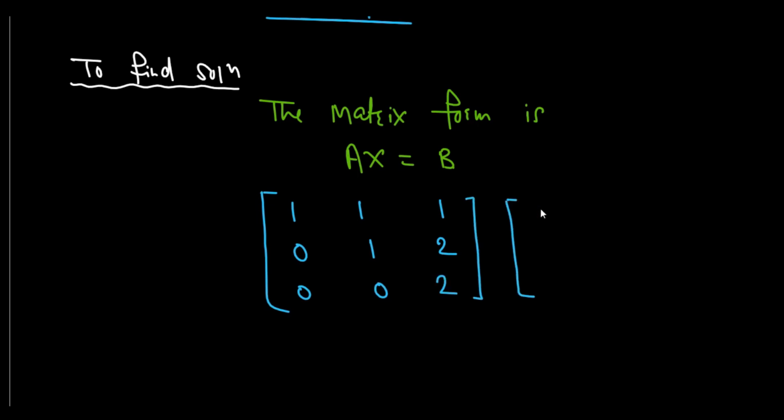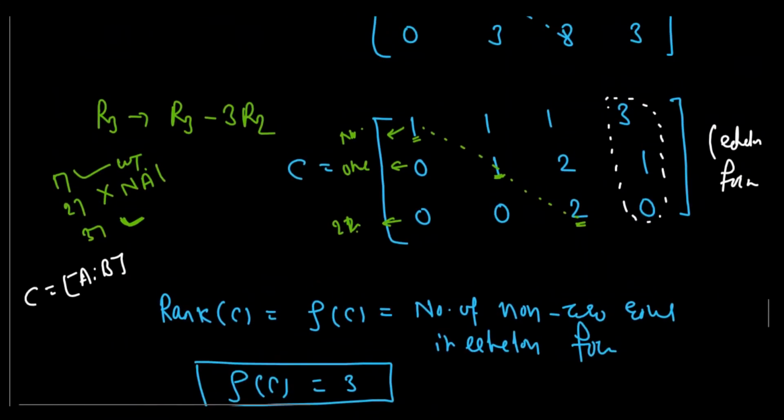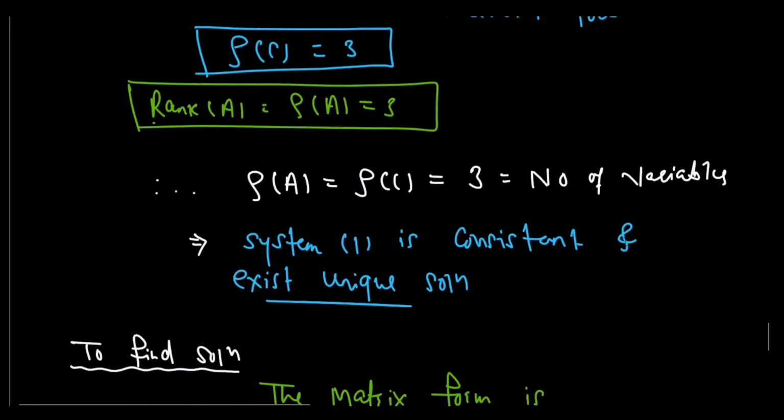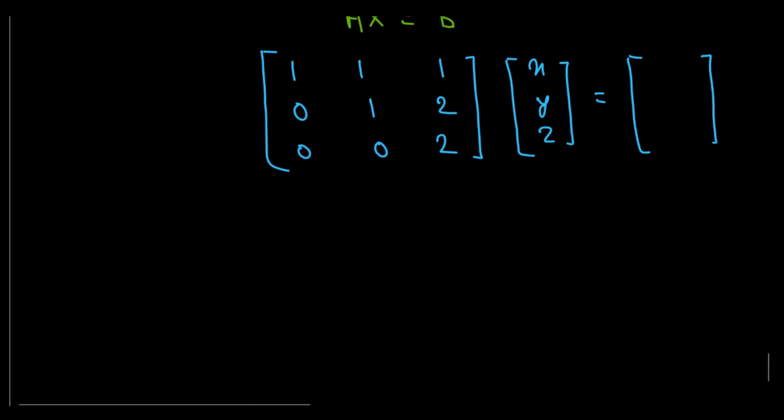The variable x has 3 variables, so it becomes x, y, z. And the value of matrix B, B means the last column in the echelon form, which is 3 1 0. So the last column is 3 1 0, and we try to solve this system now.